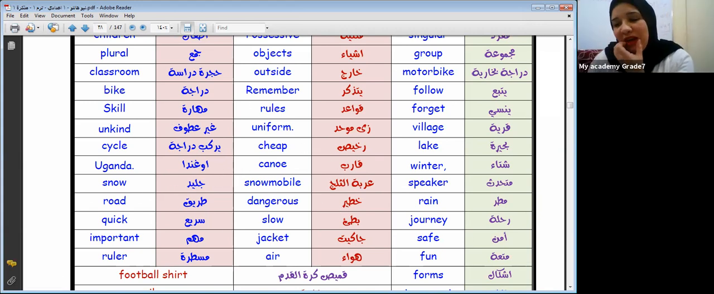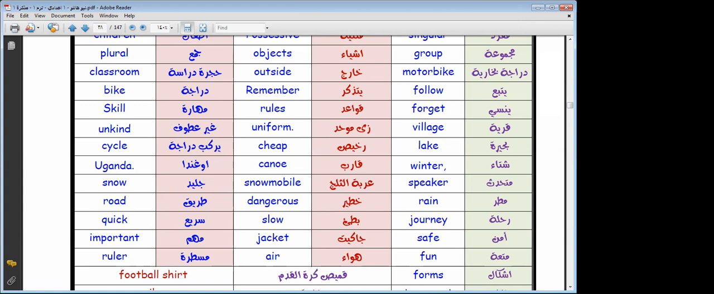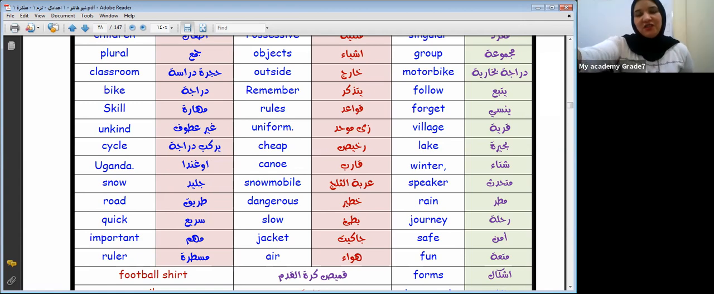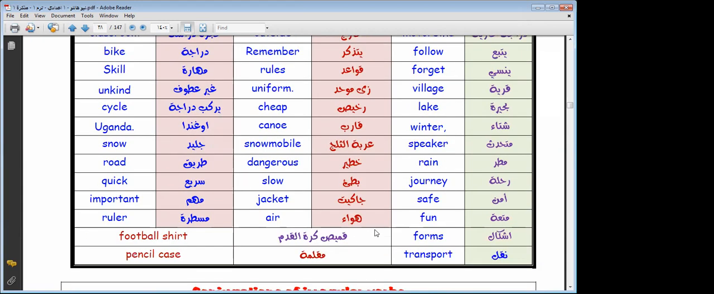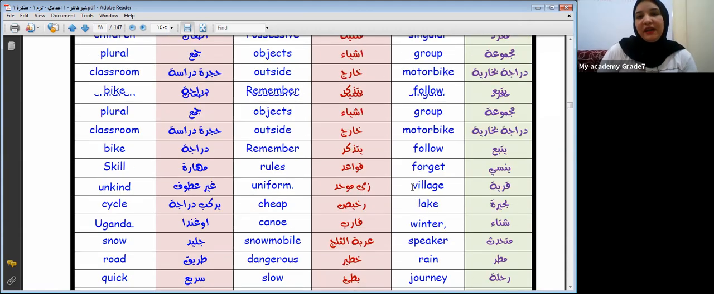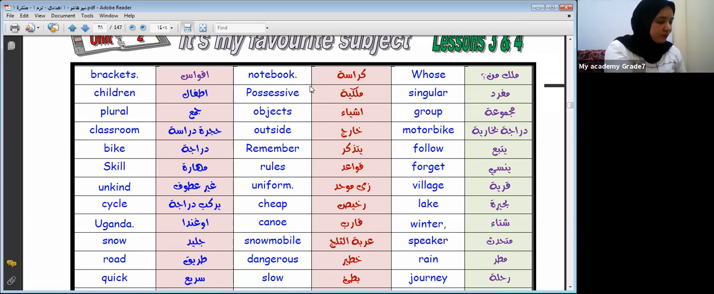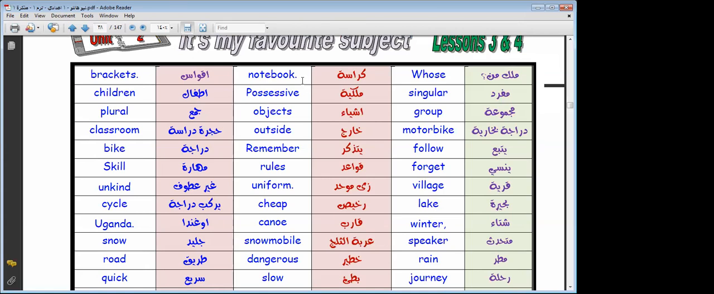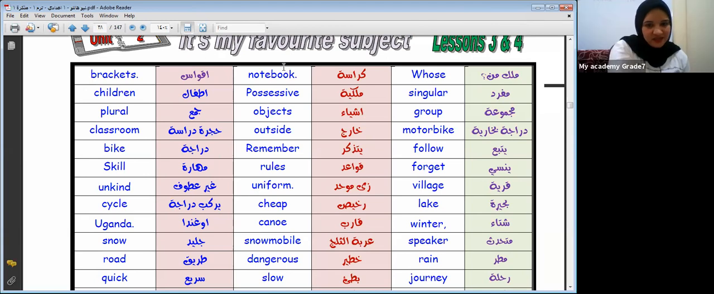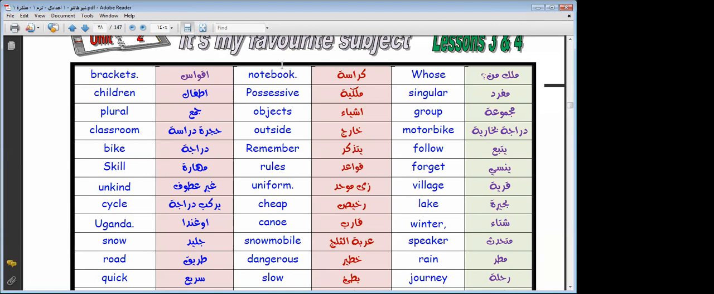Okay, please, I wanna finish. I just have 6 minutes, okay? I want to let you enjoy your break. Quick, important, ruler. Okay, who will read and help me? Possessive objects, outside, remember rules, uniform, cheap, canoe, snowmobile, dangerous, slow. Okay.